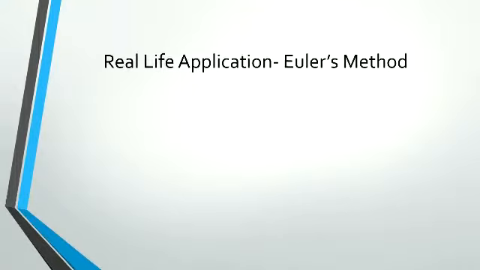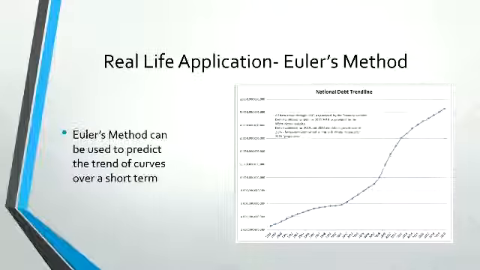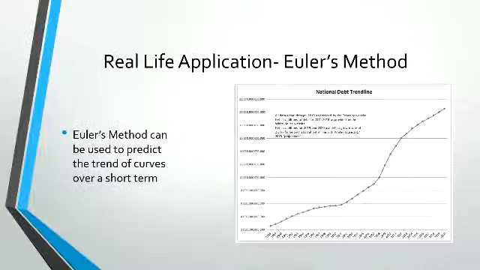Euler's method can be a pain, but sometimes it comes in handy. You can use it to approximate the trend of a curve over short terms with it. You don't want to go too far, because then your error will just keep compounding. One example would be to try calculating what the national debt would be in a year or two. Makes you realize just how little money we actually have, don't it?